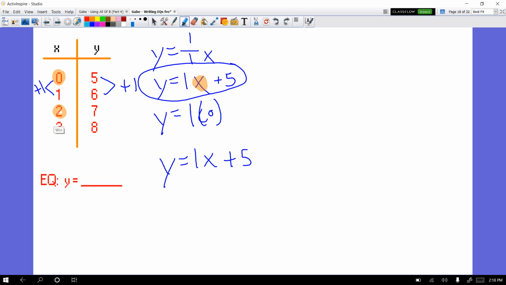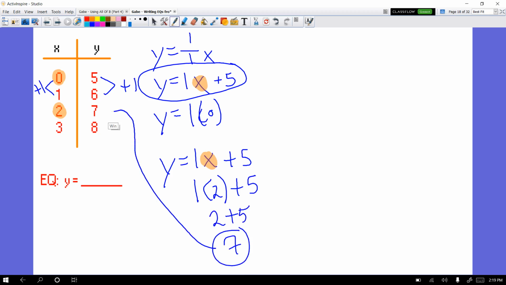I'm going to take the number 2 out of my x values, plug it in for x. 1 times 2 plus 5. 2 plus 5 is 7. It's exactly what it should have been. Proof that this is correct. 1x plus 5.